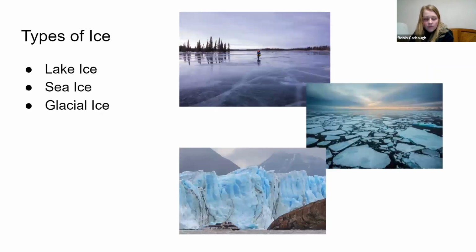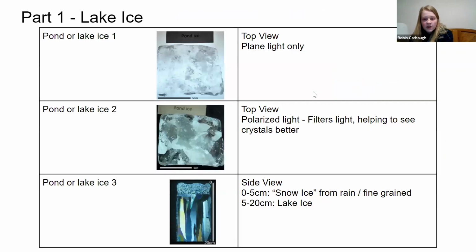Okay. So this lab is looking at 3 different types of ice. It's mostly going to be looking at glaciers, but the first part's going to also touch on lake ice and sea ice. So starting off, it's going to give you a bunch of pictures, starting with lake ice. And this first one is under plain light, so we're just looking from above it, and it's just shining plain light on it, so you don't really see much.